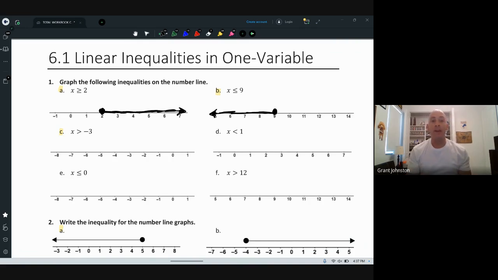Now C says x is greater than -3, not greater than or equal to, it's just greater than -3. So we're going to show that with an open circle on -3 because we're not including -3. It's got to be greater than -3, so we would go to the right. All the numbers greater than -3 would be to the right. So you can do the rest there for number one.